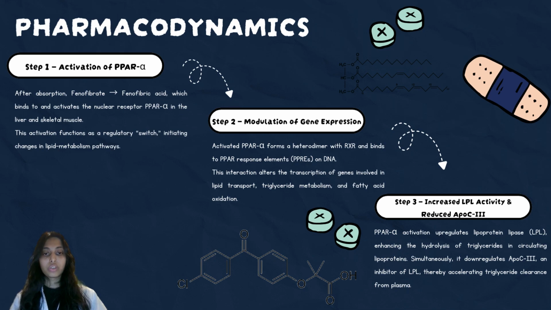So now let's learn how fenofibrate works inside the body, meaning its mechanism. Soon after fenofibrate is absorbed, it's converted to its active form, fenofibric acid. This active metabolite binds to nuclear receptor PPAR alpha in the liver and muscle, essentially switching on pathways responsible for lipid regulation. Once activated, PPAR alpha pairs with another receptor, RXR, and binds to specific DNA sequences called PPAR response elements. This DNA level interaction changes the transcription of several genes that control triglyceride metabolism, fatty acid handling, and lipid transport. Following these gene changes, PPAR alpha increases the production of lipoprotein lipase, the key enzyme that breaks down triglycerides.